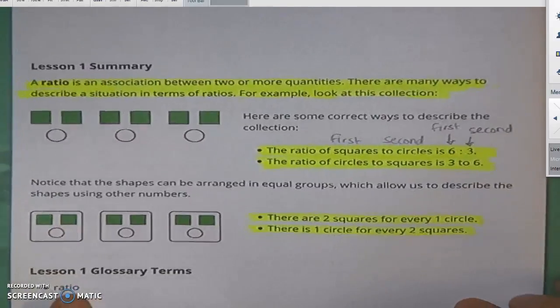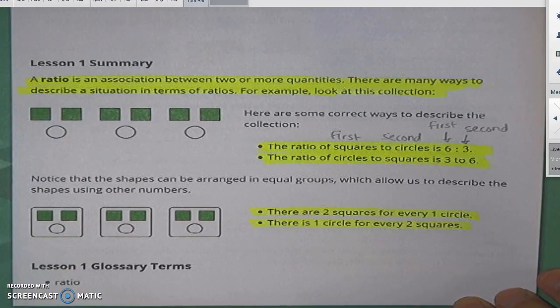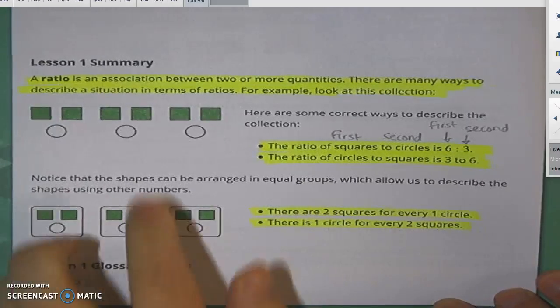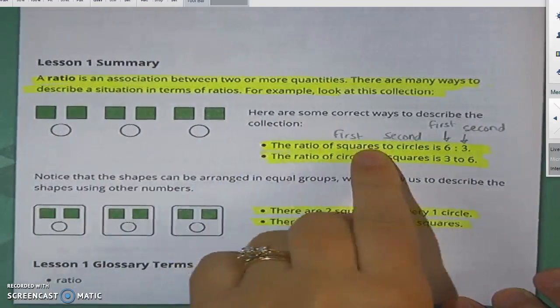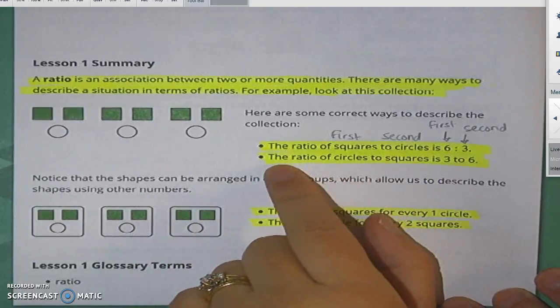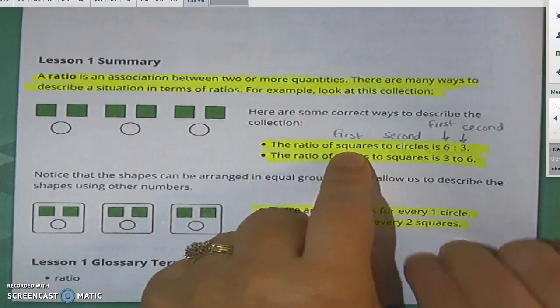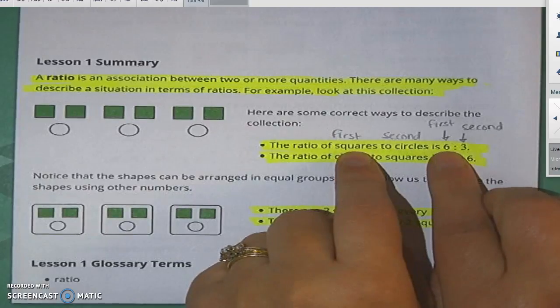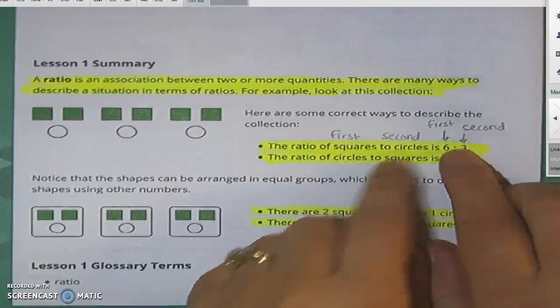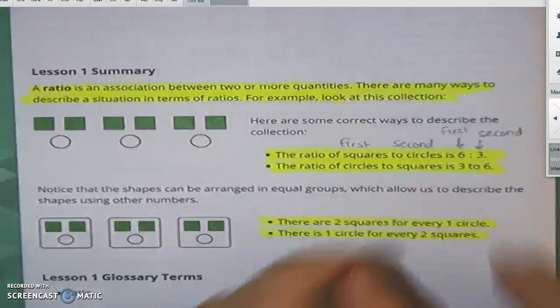Okay. We went over the summary. A ratio is an association between 2 or more quantities. There are many ways to describe a situation in terms of ratios. For example, look at this collection. So we have our squares versus our circles. So the ratio of squares to circles is 6:3. The ratio of circles to squares is 3:6. So whichever word I use first, that's the number that has to go first. So here, squares and 6 were first, and circles and 3 were second. Here, circles was first, so 3 went first, and then squares and 6 were second.